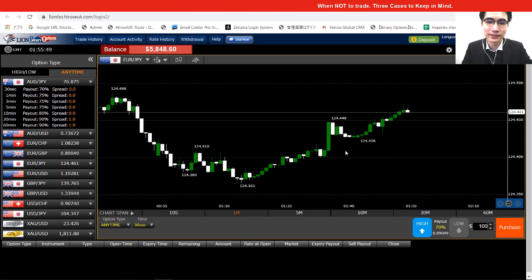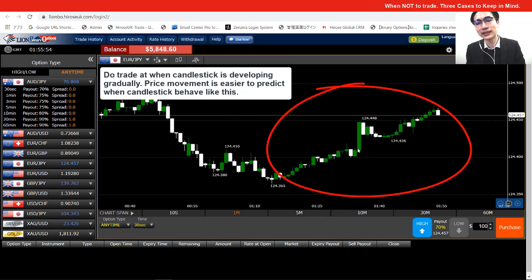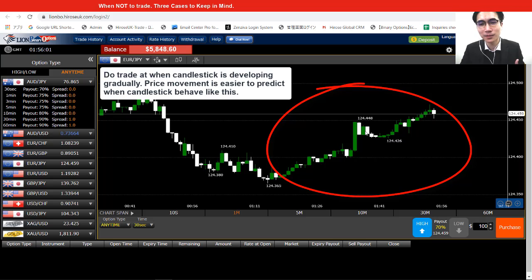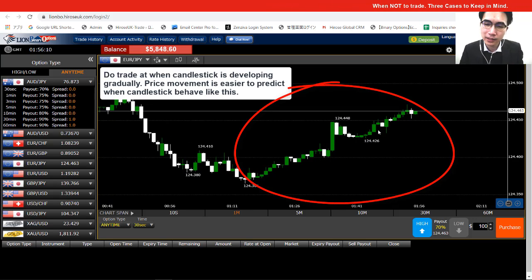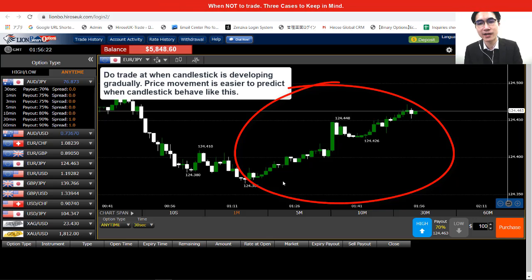So okay, this one looks okay. Yep, this one is actually what we want to trade with. You see the candlestick here develops really gradually. Except for this part here, it does have a sudden movement, but sometimes we just can't avoid that. So this is actually the candlestick movement that we want to trade with. We want to trade with a really gradually developing candlestick, so it's easier for us to predict the next movement when the candlestick behaves like this.